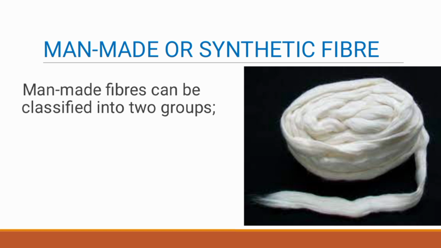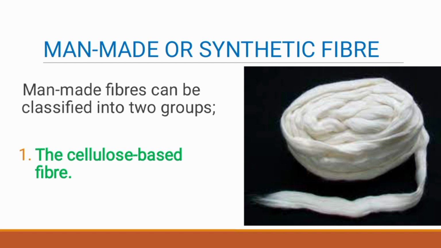They are classified into two groups also. The man-made are classified into two groups, which are the cellulose base and the non-cellulose base. Now, what do we mean by cellulose base? So now we are going to look at the cellulose base fibers. I know in somebody's mind, Auntie, what are you trying to say? What do you mean by cellulose base?